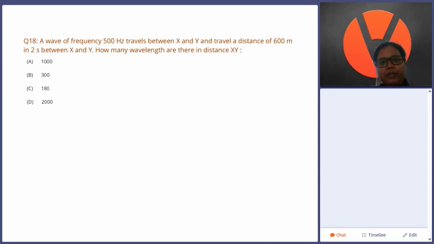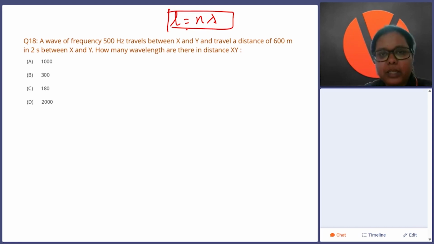A wave of frequency 500 hertz travels between x and y and travels a distance of 600 meters in 2 seconds. So how many wavelengths are there in distance x, y? So the number of waves they are asking. So the total length would be equal to the number of waves times wavelength, right? So one wavelength is lambda. For example, if one wavelength is 1 meter and there are 3 waves, the total length is 3 meters. So 3 meters is equal to 3 complete waves.